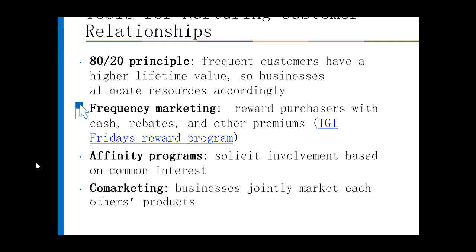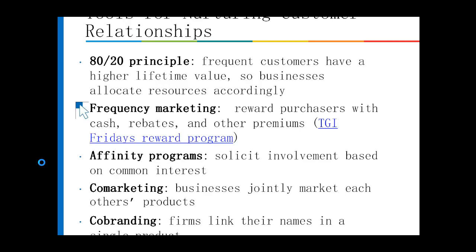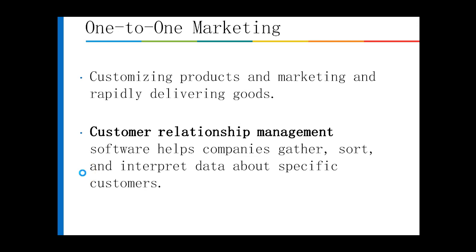Co-marketing: working with other organizations that market each other's products. That is extremely important. Why? Because they show relationships. They show that this is a complementary good or service that we can provide, and they both work together, using both their strengths to market each other's product. Co-branding is another way you can do it, linking your name to a single product.